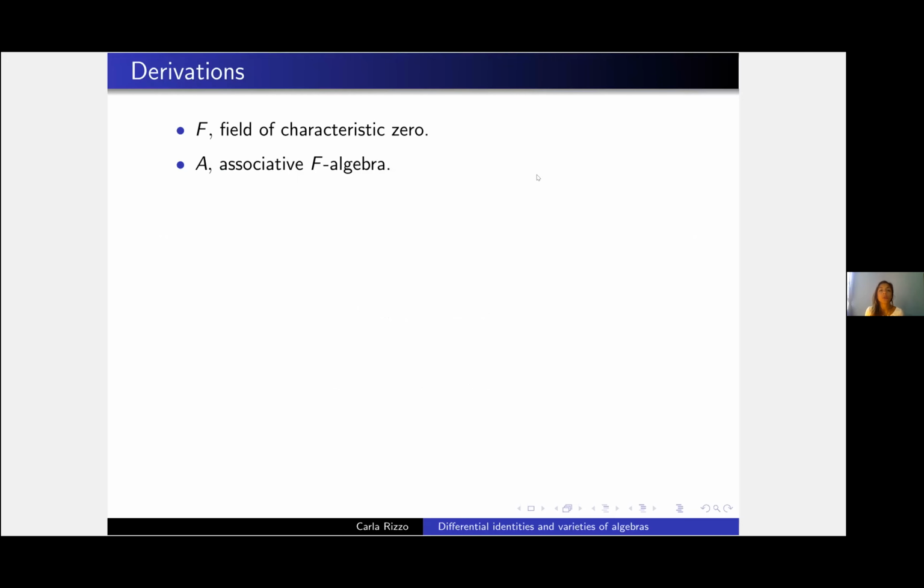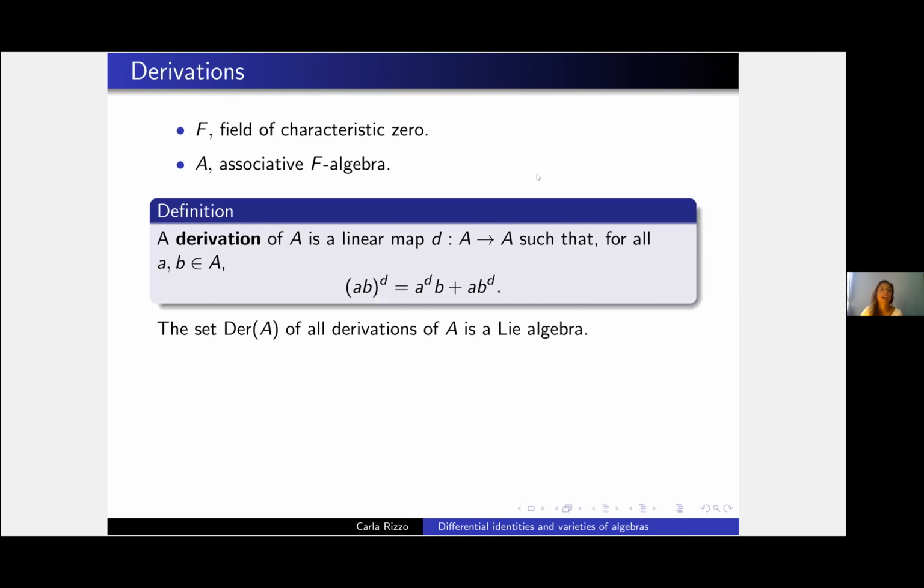In what follows, F will be a field of characteristic zero, and A will be an associative F-algebra. I refer to it as an F-algebra or simply an algebra, but I always mean an associative algebra. A derivation of A is a linear map D from A to A such that it acts on a product of two elements of the algebra A in this way. Of course, the set of all derivations of A is a Lie algebra.